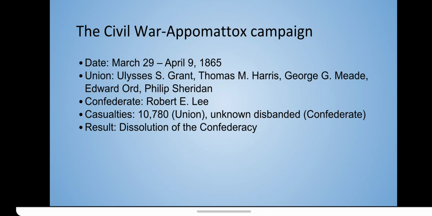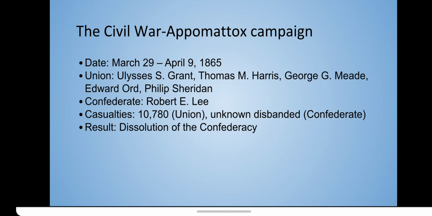And he recovers, and by the end here, by March 29th, we have Appomattox. So it lasted from March 29th to April 9th, 1865. On the Union side, we have Grant, Harris, Meade, Ord, and Sheridan, just to name a few. And on the Confederate side, we have Lee. So on the Union side, we have 10,780 casualties.